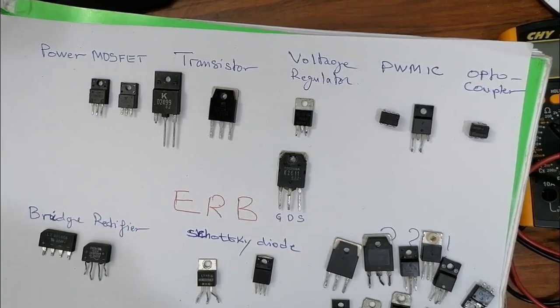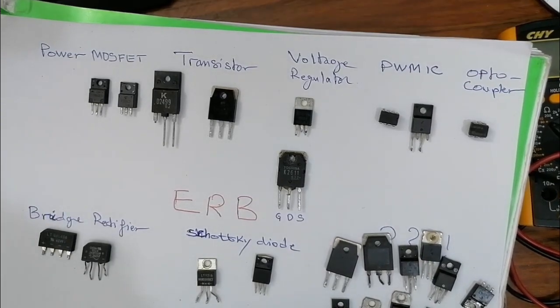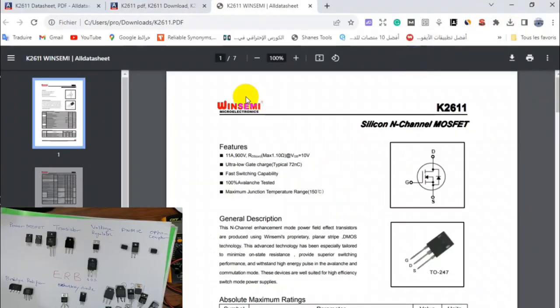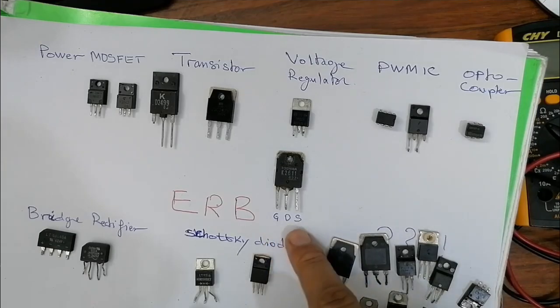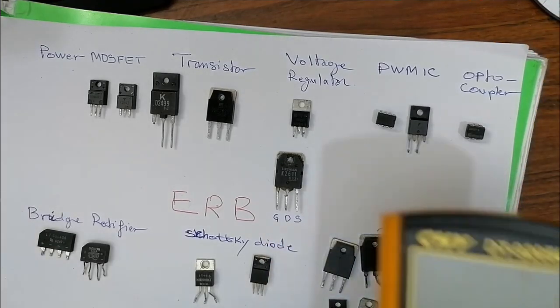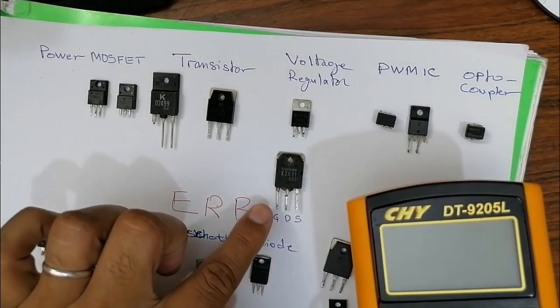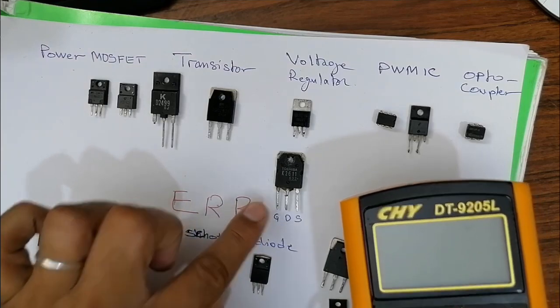If we go to the file I uploaded, let's check it over here. Here we have the gate, the drain, and the source. So gate, drain, source. Now I will use the multimeter to check whether this MOSFET is good or not.